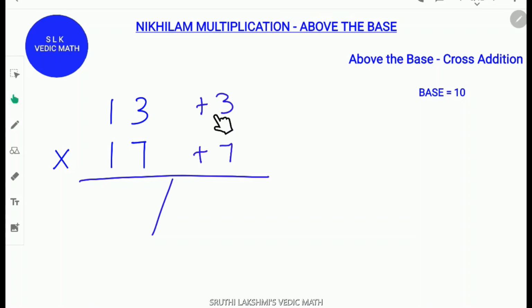Next, multiply 3 and 7. 3 times 7 is 21. Since there's only one 0 in the base 10, there's only supposed to be one digit in the right hand side. So we write down the 1 and carry the 2.